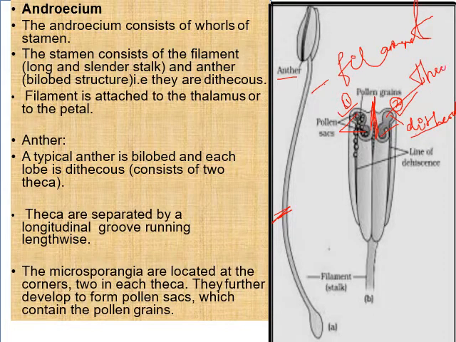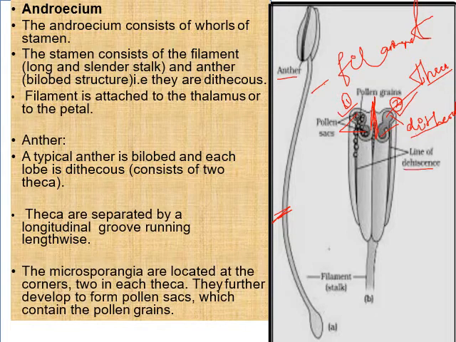So do not confuse. If two compartments are present in a single lobe, that is called dithecous. So this is all about the anther being bilobed and dithecous. Now, these lobes contain several pollen grains, also referred to as microsporangia, and these microsporangia contain the microspores. These are the pollen sacs, which contain several pollens inside.